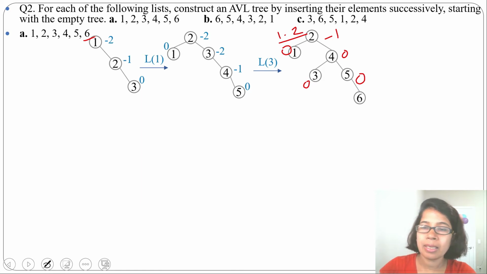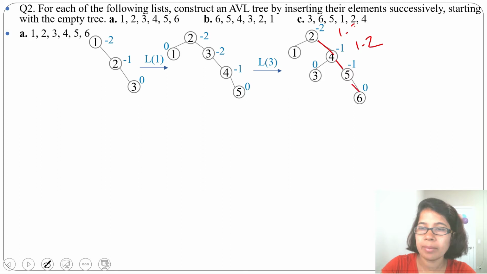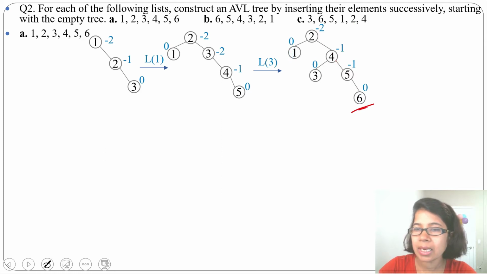Now again check the balance factor of every node. So balance factor of 6 is 0, balance factor of 5 is -1, balance factor of 4 is -1, balance factor of 3 is 0, balance factor of 2 is -2, left subtree height is 1, right subtree height is 3. So 1 minus 3, it is -2, and balance factor of 1 is 0. We inserted 6 as right child in right subtree of 2, and for 2 balance factor is -2, so we will do L rotation of 2.